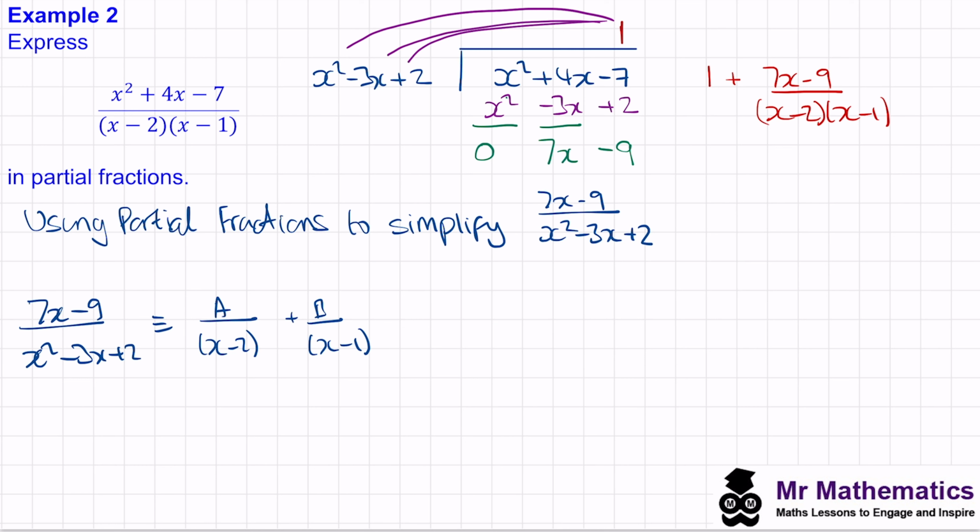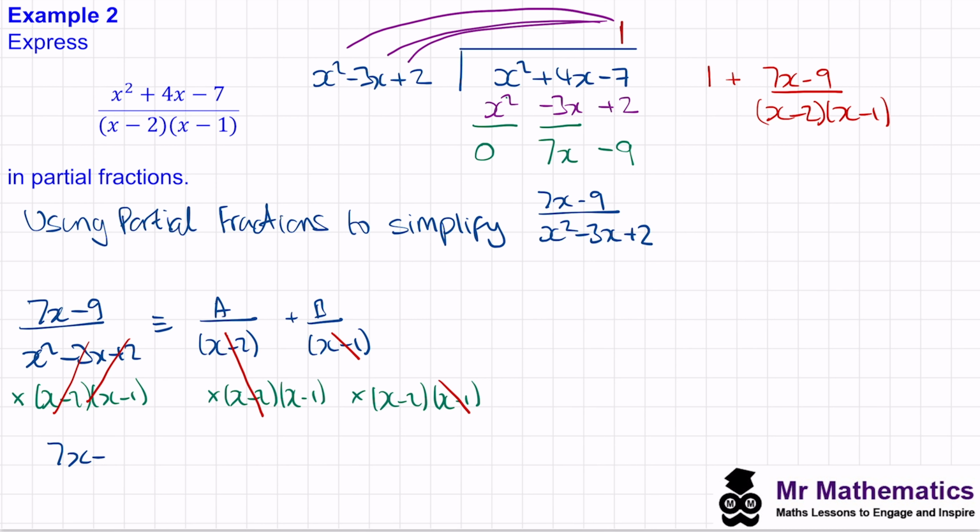So we can cancel out the denominators by multiplying both sides by x minus 2 and x minus 1. And we can see they will cancel on the left hand side. These x minus 2's will cancel, and this x minus 1 will cancel with this one. So now we have 7x minus 9 is equal to a lots of x minus 1, plus b lots of x minus 2.